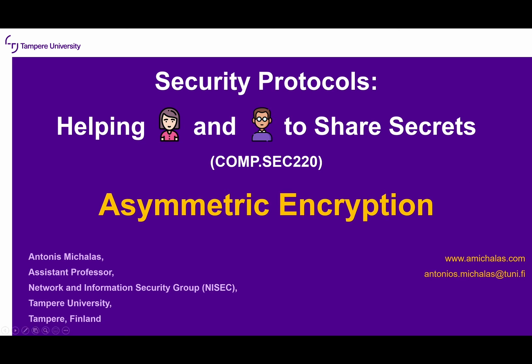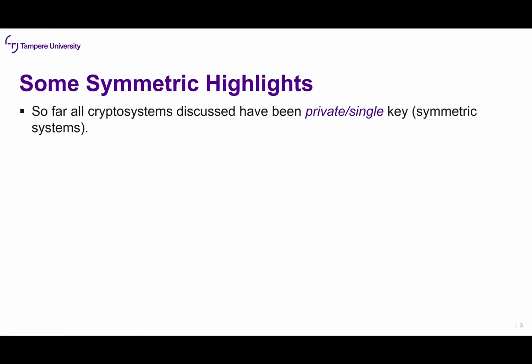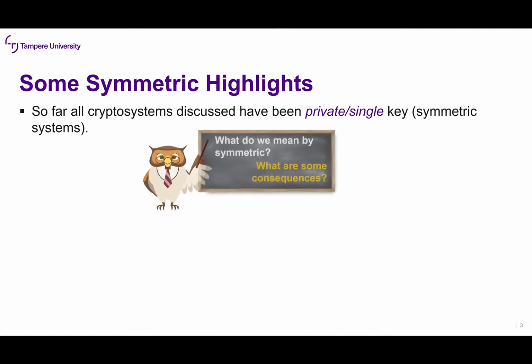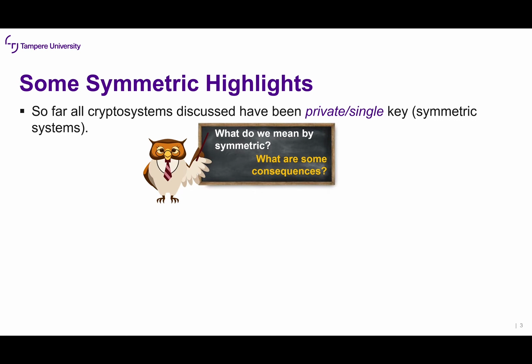Welcome back. So now that we described how symmetric encryption works, we are ready to move to asymmetric encryption. All the crypto systems we discussed till now, as well as all of the other ones that we did not mention dating before the 70s, shared the common disadvantage that they are called symmetric crypto systems. Now, what do we mean by symmetric and what are some consequences?